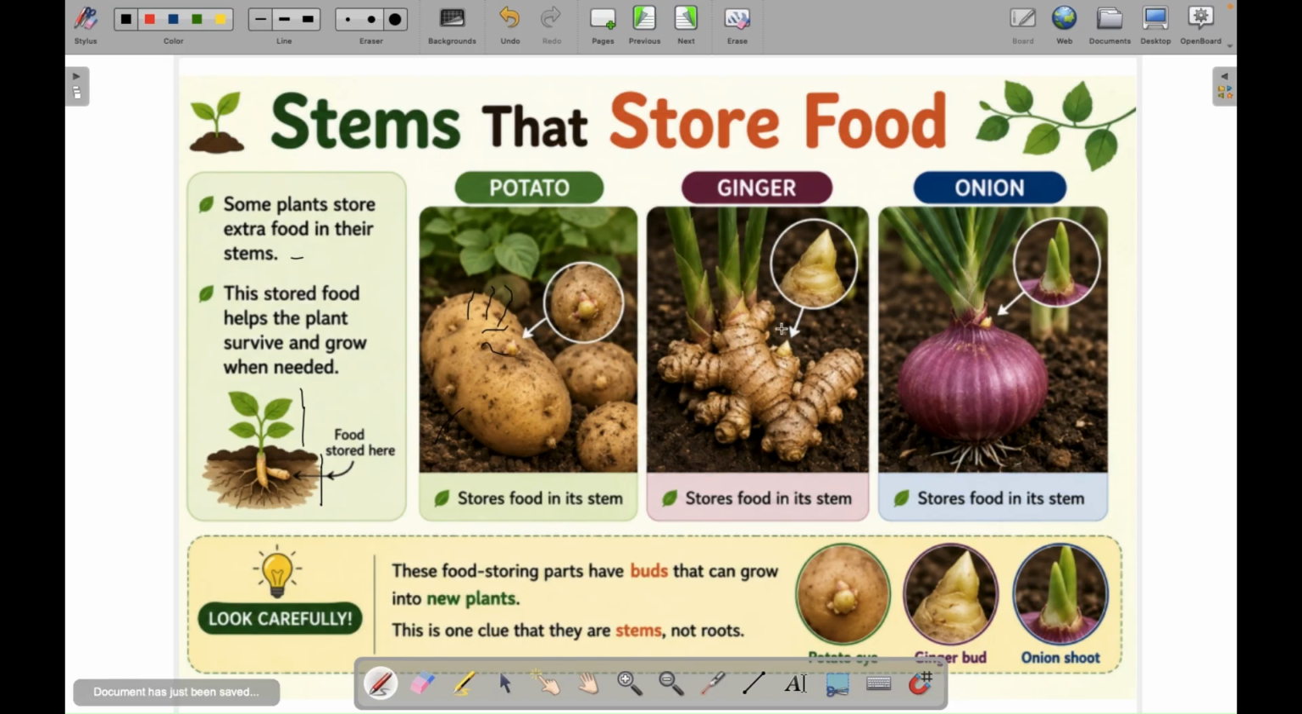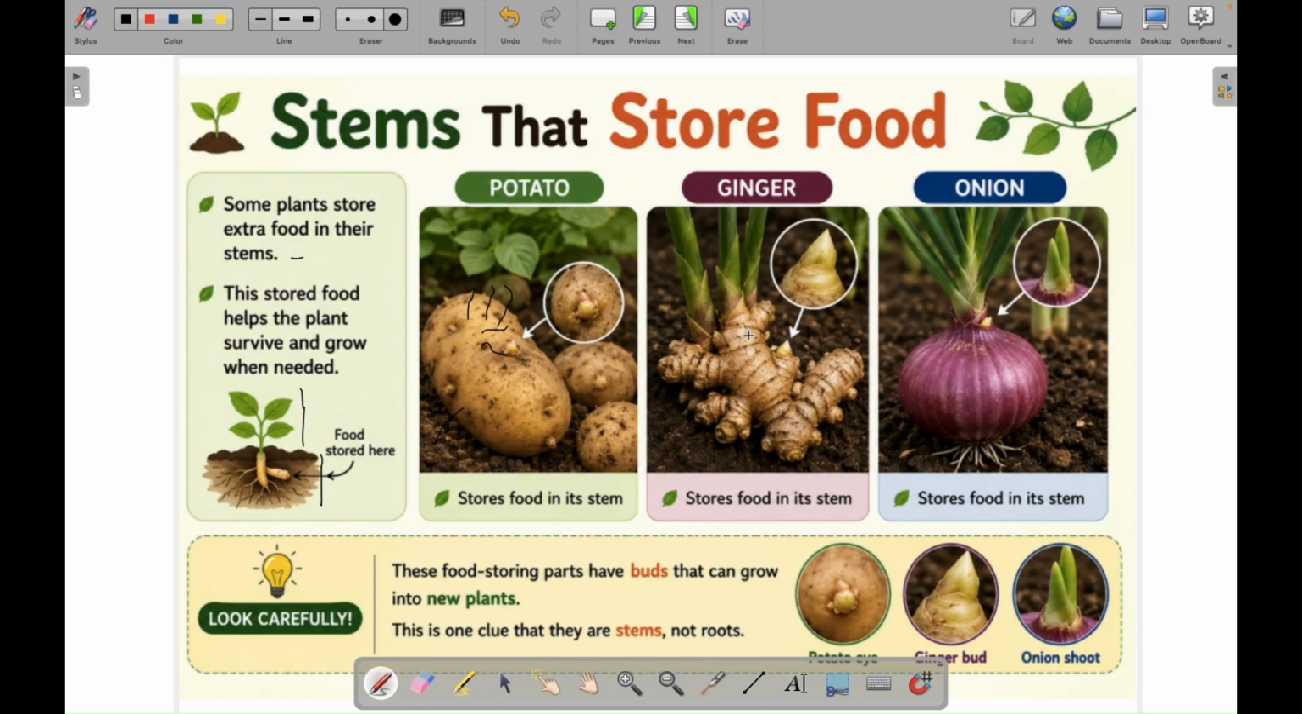So all these are growing inside the ground, or under the ground. But they are not roots, they are stems. And how do we know they are stems? They have buds. They do not have root hairs. If you look at this onion, you will not find any root hairs. You will find it below. So this is not a part of that stem. This is the root. This is not the root.